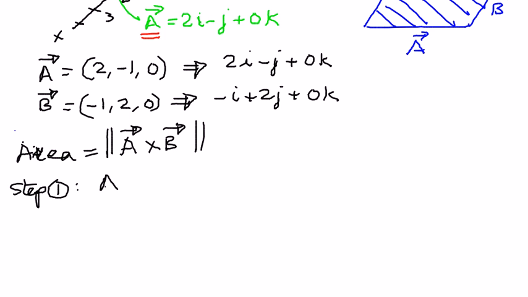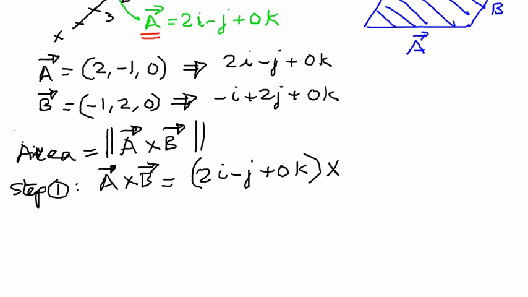Step number 1. We'll first find the cross product between vector A and vector B, and then we'll find the magnitude of that in step number 2. So vector A has 2i minus j plus 0k as its components, and we're going to cross multiply that by the vector B, which is negative i plus 2j plus 0k, like that.